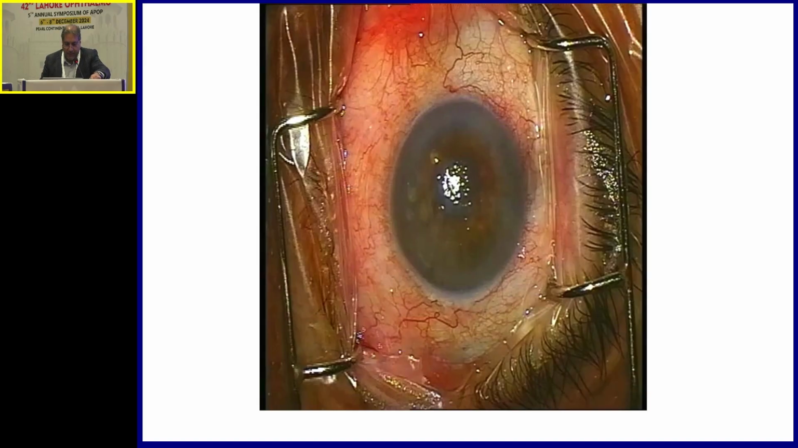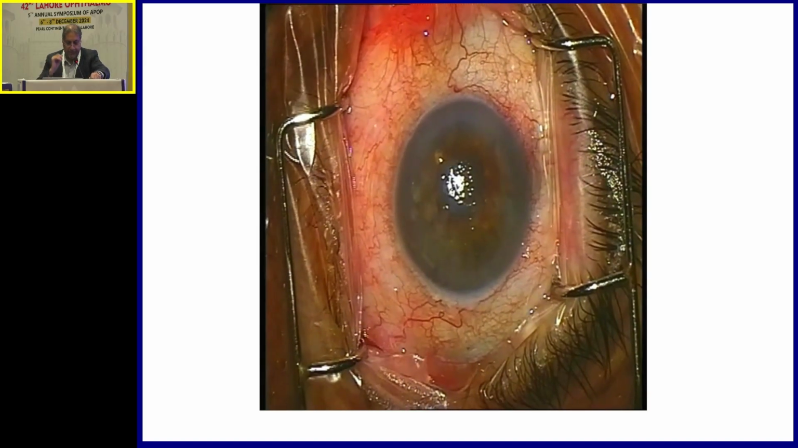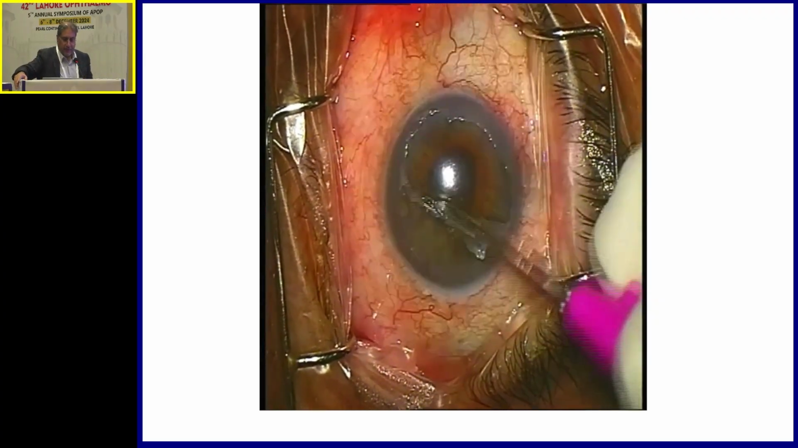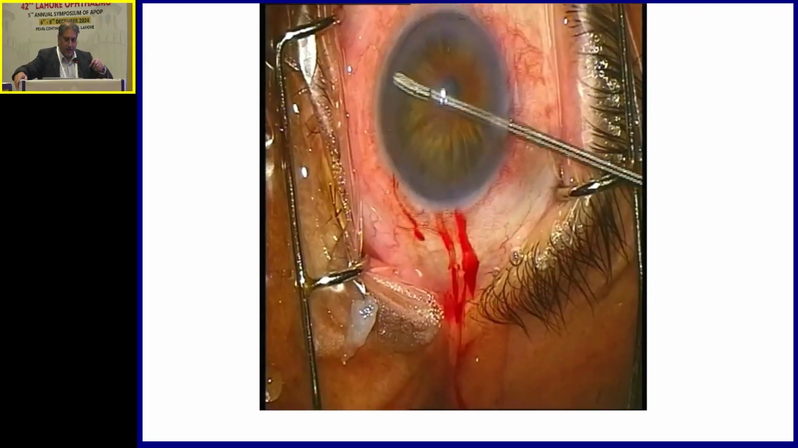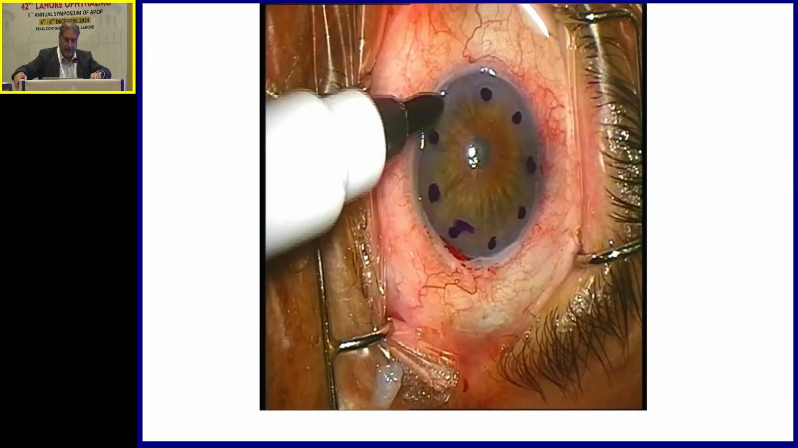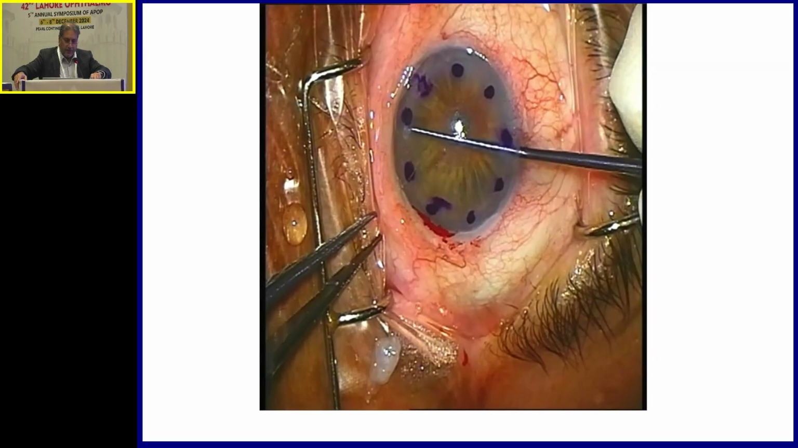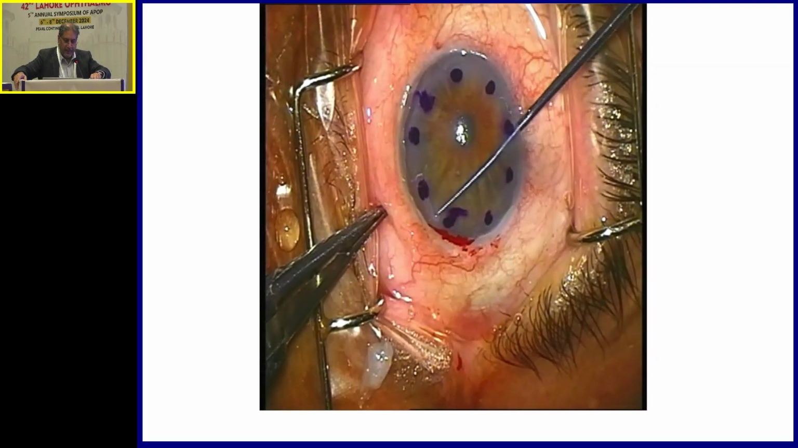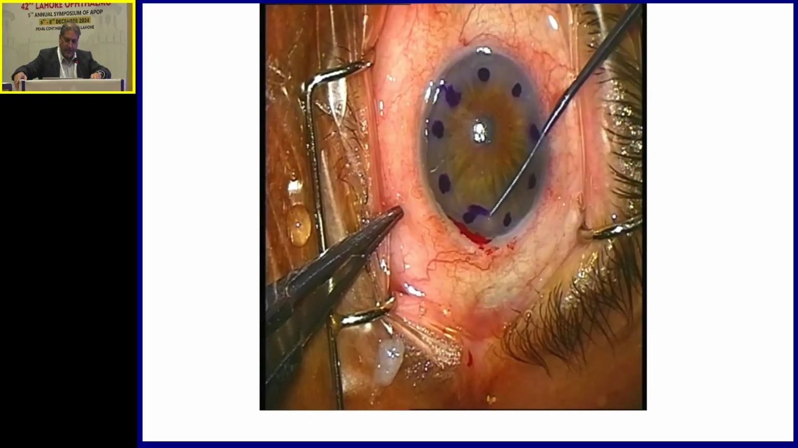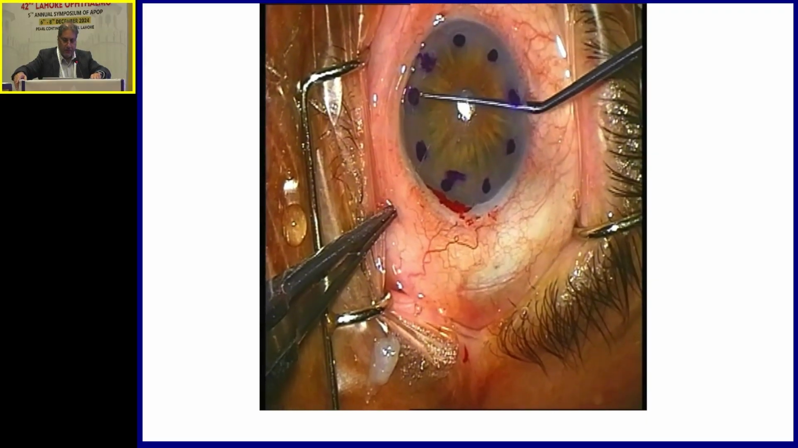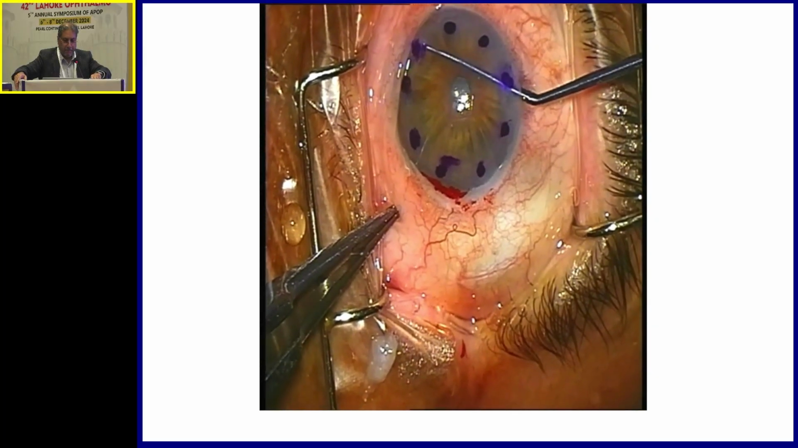I will go straight away to the videos. So this is the case of pseudophakic bullous keratopathy. We remove the epithelium to have a clear view of the inside. I have done the inferior iridectomy, that's the peripheral and inferior iridectomy. Now I am doing the descemetorhexis to remove the Descemet membrane.